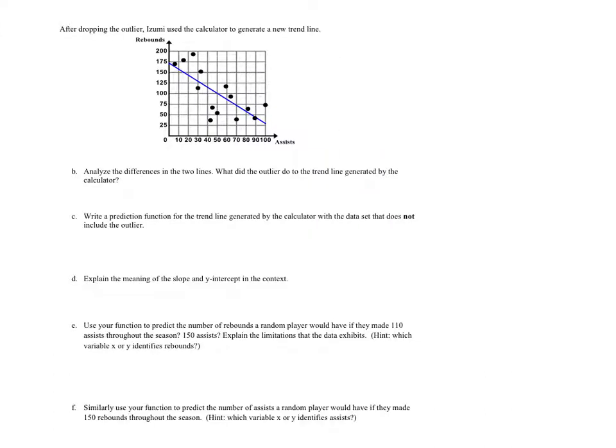All right, so now we've got this new trend line. So having that point taken away did change the trend line. In the formal mathematics for finding the line of best fit, yes, it does definitely change the trend line. Again, not that you have to know that right now. But analyze the differences in the two lines. What did the outlier do to the trend line generated by the calculator? Well, not having that outlier, it appears to me that it has become a steeper negative slope. I mean, it was still negative, it's just this one appears to be extremely steep. So that is one difference.